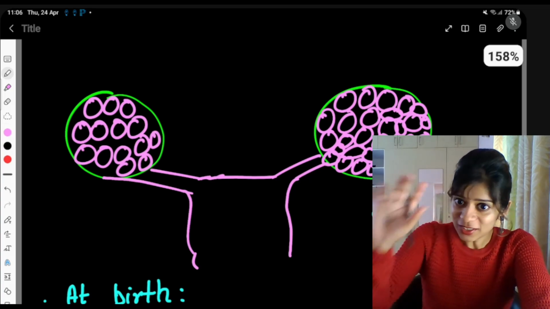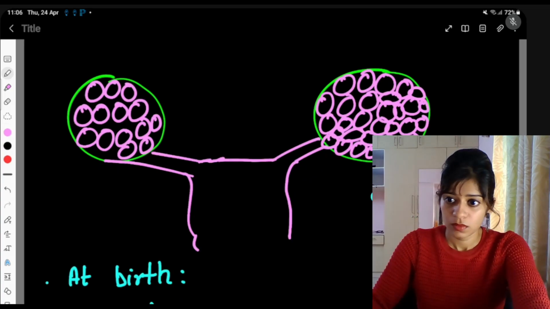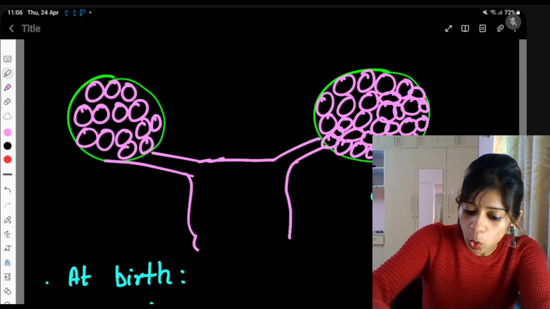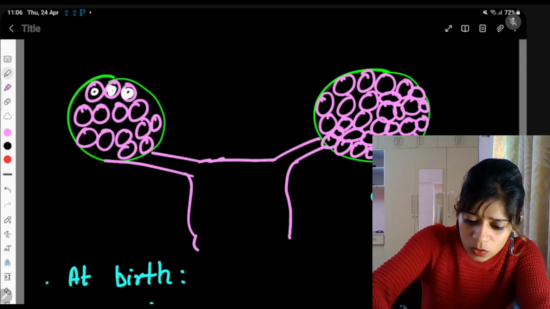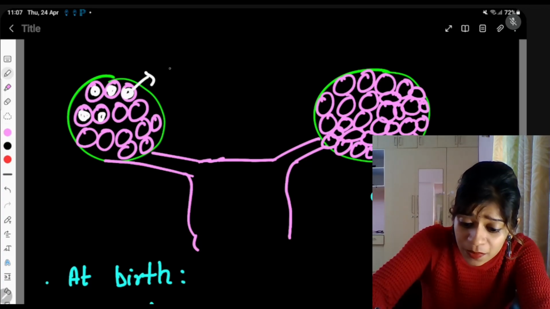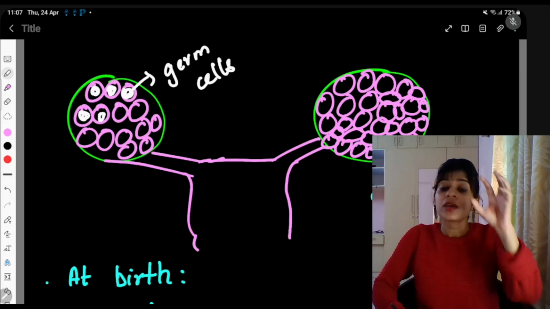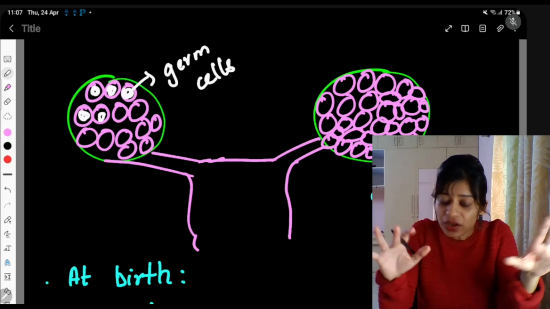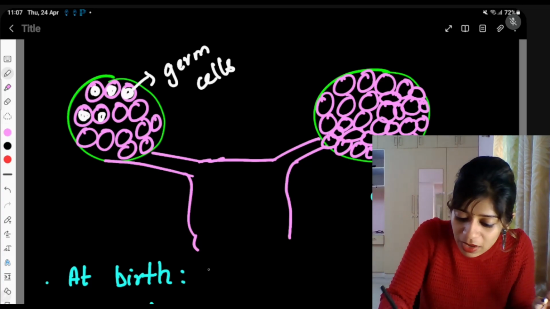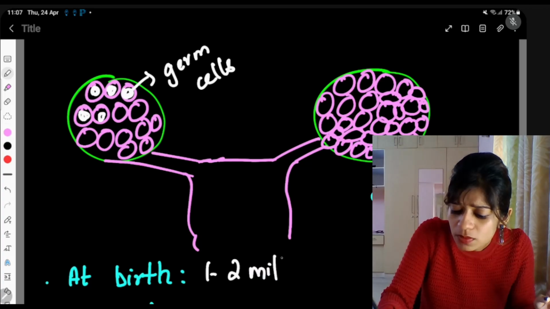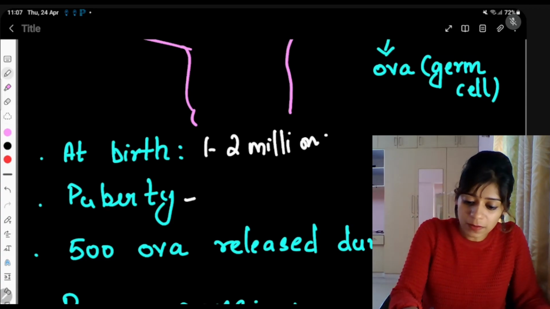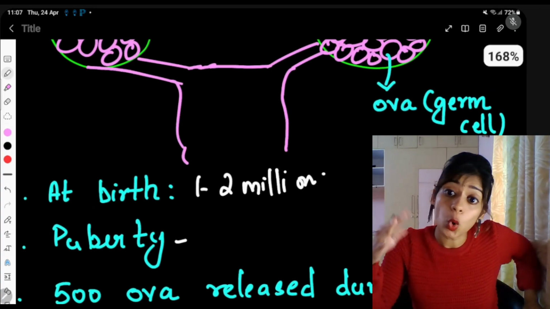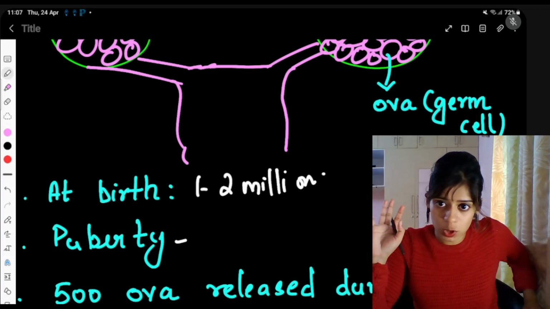Let's see, these 2 are the ovaries. And inside the ovaries, we have what I have drawn here. These are the germ cells. So inside our ovaries, we have germ cells. At birth, inside the ovaries, we have about 1 to 2 million germ cells. And over time, once a girl reaches puberty, they usually ask you about ovarian teratoma, that's why I'm talking about this.